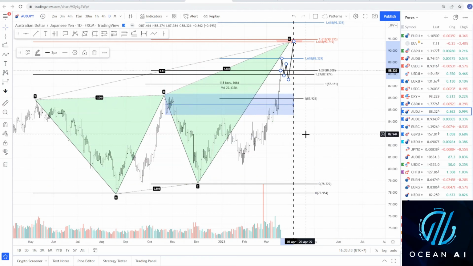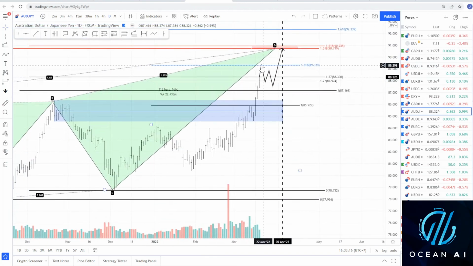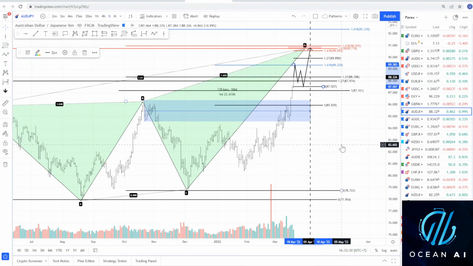So same thing there, once we get that pullback, what you want to look for is that 1.618 extension here, and that's where we want to look. So that's the Aussie Yen. Yeah, I just want to do a bit more of a detailed look at that because it's setting up nicely. Obviously, don't want to sell it yet. Obviously, wait to see it play out, wait for it to come back, and then maybe buy that last leg. Yeah, just whatever we get in the way of patterns.